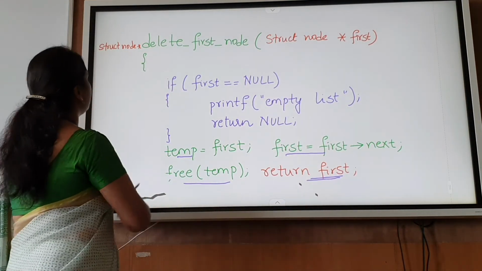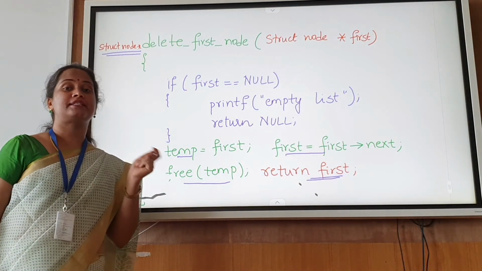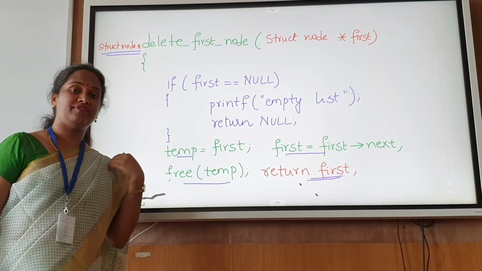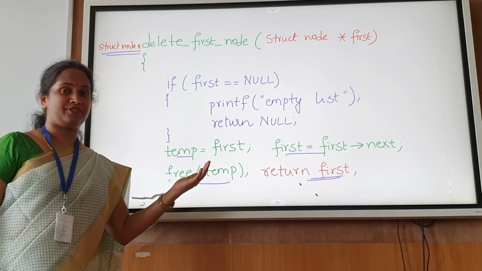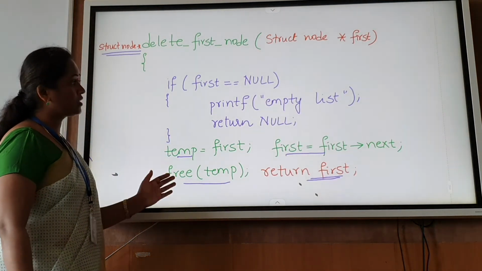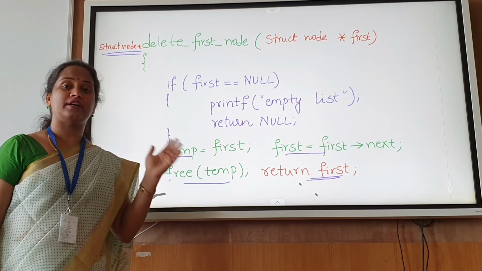If you could see, I put the return type of my delete first node routine as struct start, so that the calling function is well aware of an update happening to the first node. So with this code, we've successfully deleted the first node of a given single linked list.